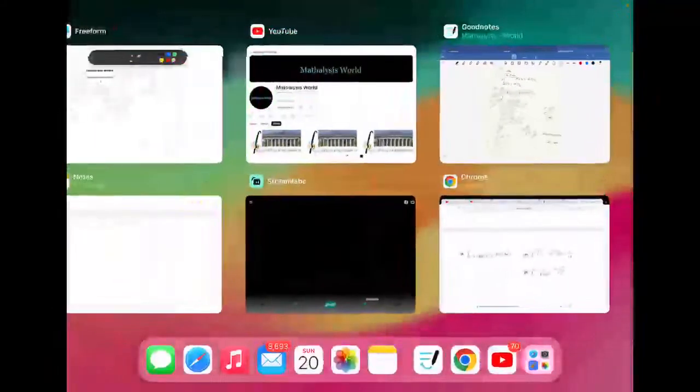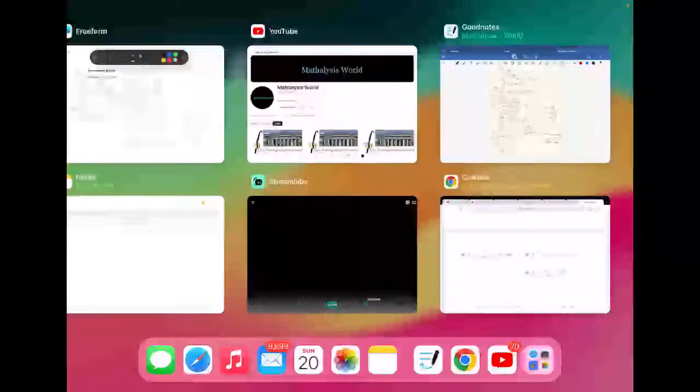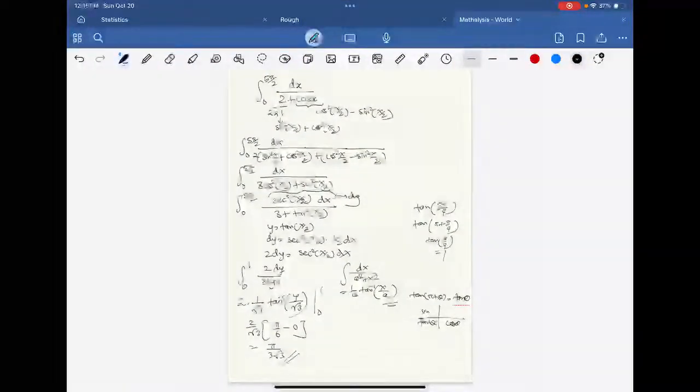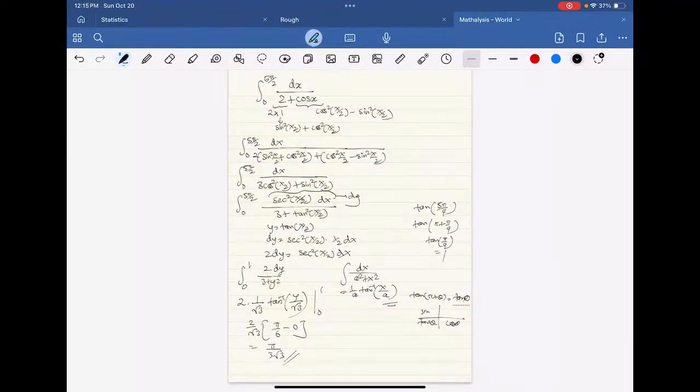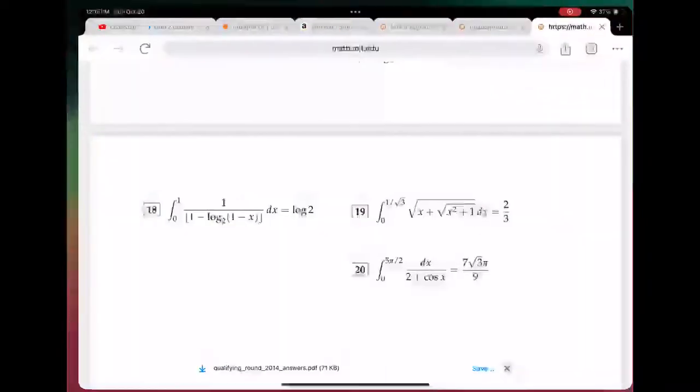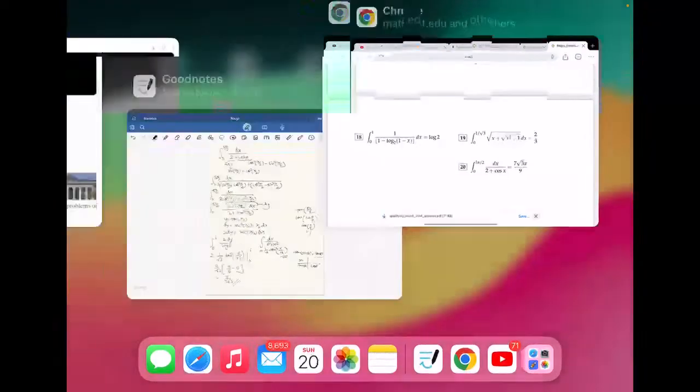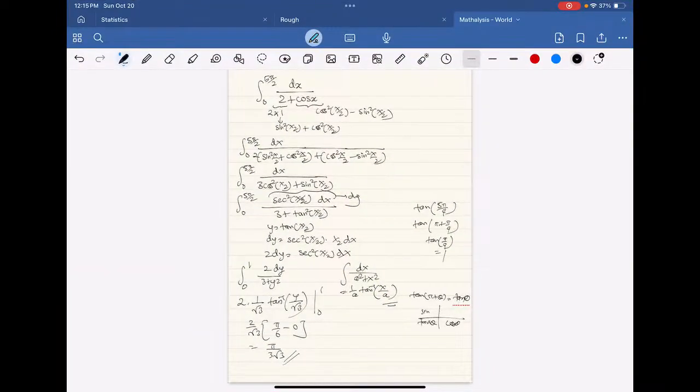Let's take the answer. Oh, so what did I mess up? Guys, where did I mess up? Because the answer is basically 7 root 3 pi by 9, which means the answer is basically 7 pi by 3 root 3. Where do you think I messed up, guys? Let me check it once more.